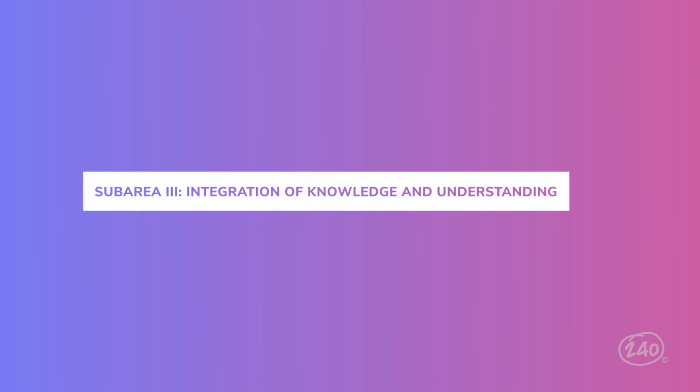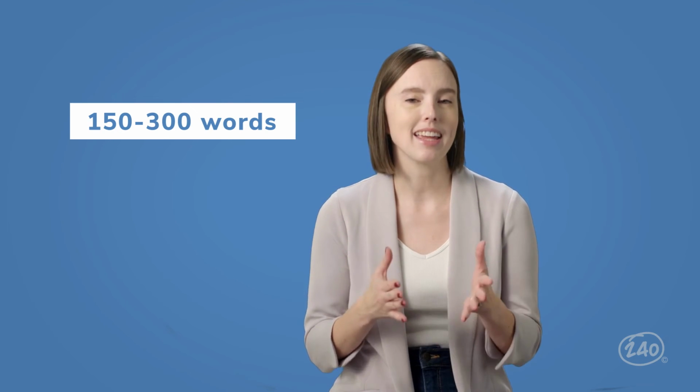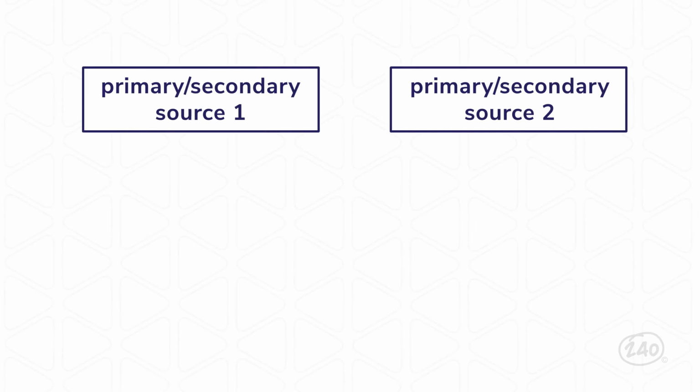Okay, take a deep breath. You made it through ELA and social studies. I bet you started this video with a few questions in your mind about what the essay portion of this test is all about. Well, your wondering days are over. We've made it to the last sub-area, integration of knowledge and understanding. This is where you'll answer that one constructed response question, or CRQ. You will be given primary or secondary sources centered around a specific history or social science topic. Your job is to write an analysis of approximately 150 to 300 words of how that topic is portrayed in those sources.